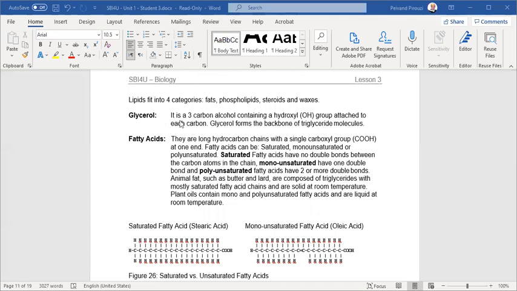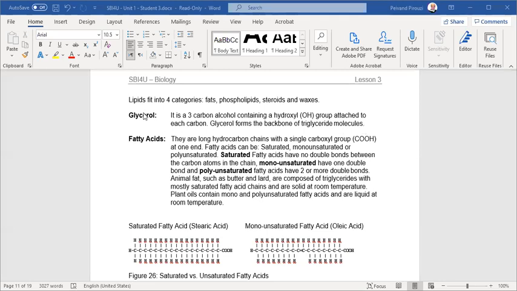Glycerol is a 3-carbon alcohol containing a hydroxyl group attached to each carbon. Glycerol forms the backbone of triglyceride molecules. As you see, I'm always using the same way of reading those names, because one way that we read is the English form, and the other is the American form. Both ways are okay for you. So you can pronounce them easily. There is no issue with that.